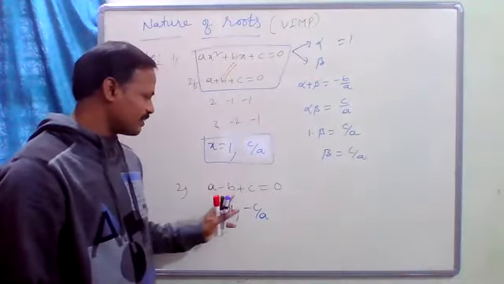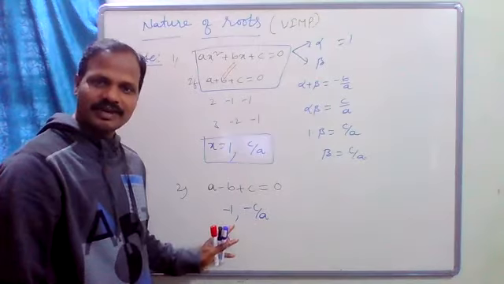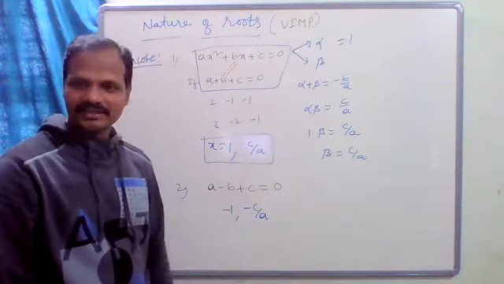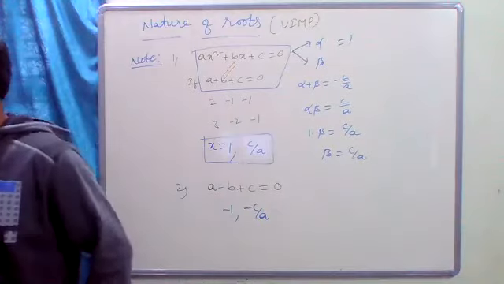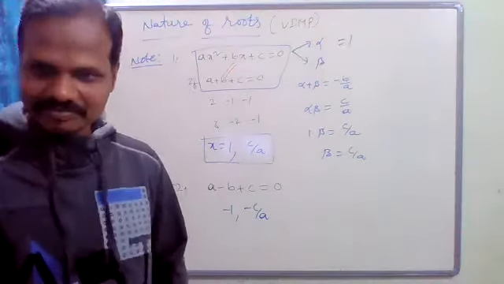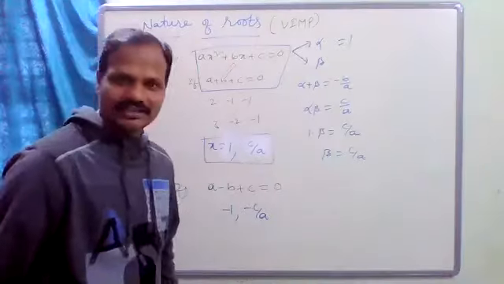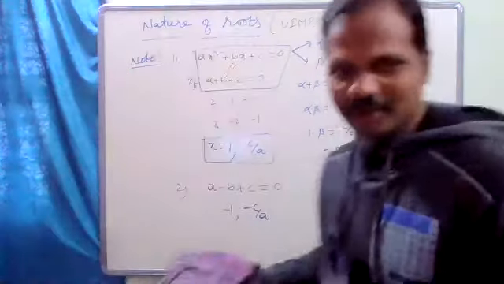So if a - b + c = 0, then the roots are minus 1 and minus c by a. Is it clear? Okay, so now we will move to the third point.